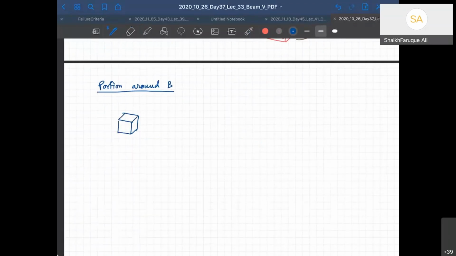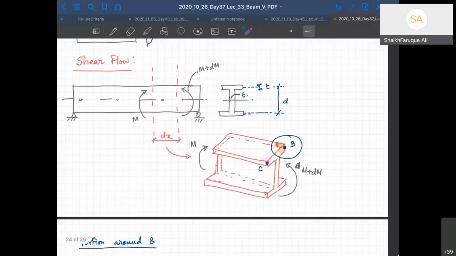Right? This is your point B. Now, if you look at that section here, this is a flange, right? And the flange is supposed to take a lot of moment. That portion is supposed to take a lot of moment, right? So for a small distance here, for a small deviation here, there will be a lot of moment difference, right? And that moment will create stresses, and there will be a lot of stress difference.